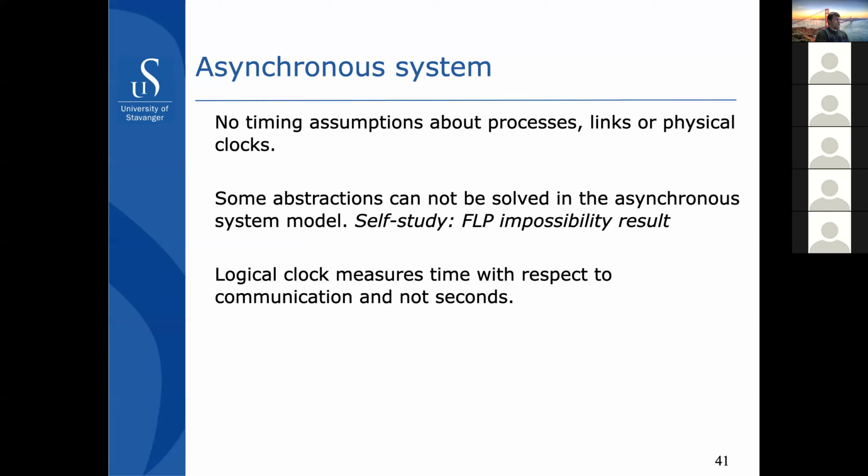So what you typically must do in the asynchronous model is use logical clocks, meaning that you have some counter that you attach to your message. For example, every time you send a message, you attach whatever number is in your counter, and afterwards you increment it, and the next message will have one higher, and so on.